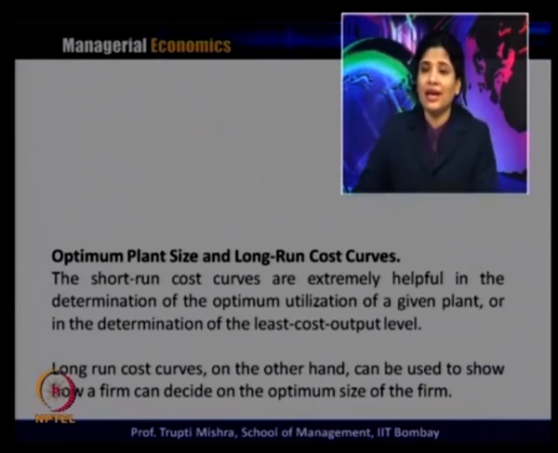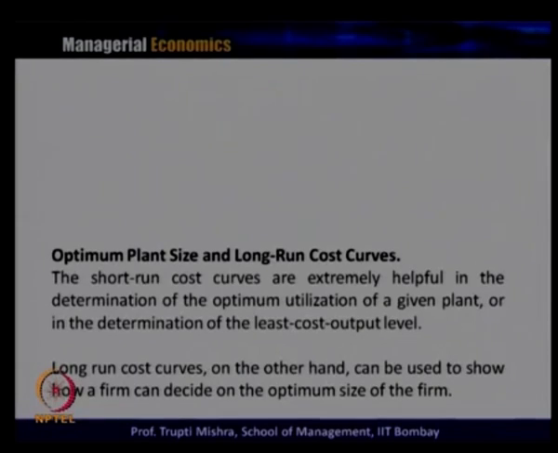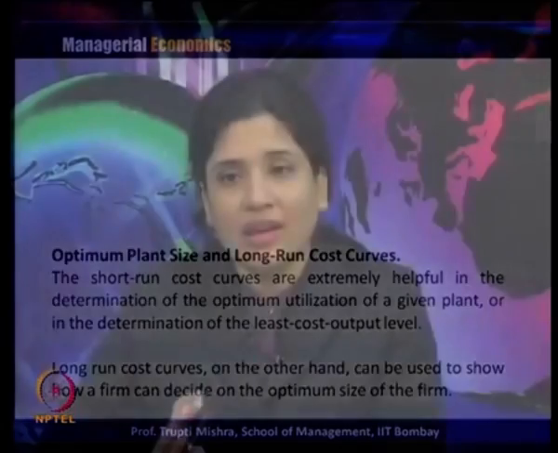So, in the first case we talk about the optimum utilization of the given plant, but in the case of long run we generally use this long run cost curve to decide what is the optimum plant size, meaning how best it can be achieved with the same level of plant size, or what should be the optimum capacity used on the basis of the input requirement, on the basis of the output level.